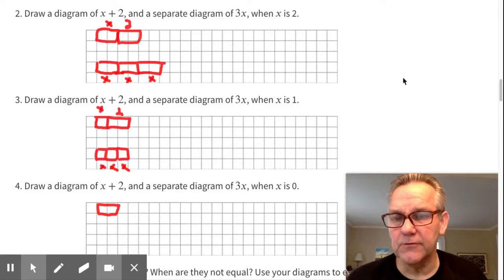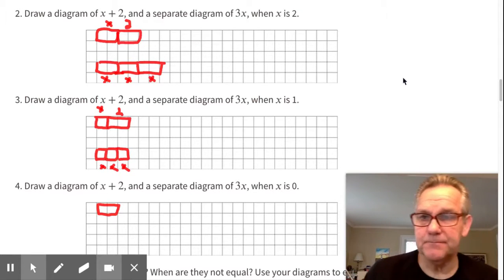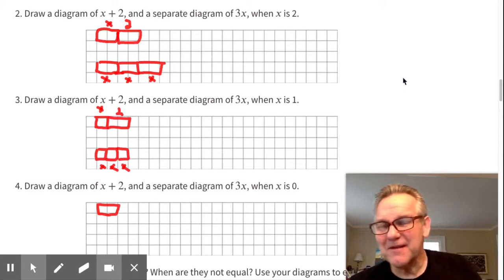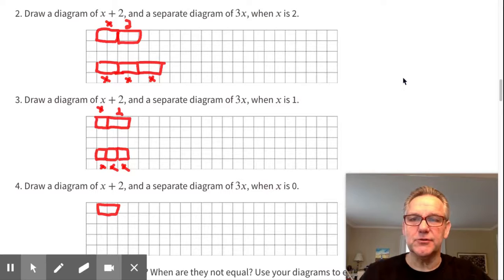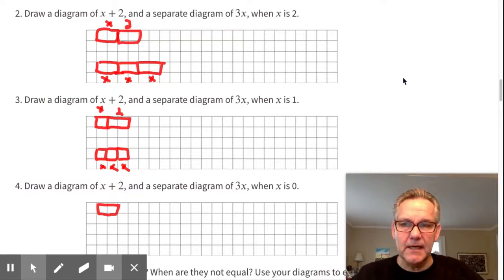Okay, so hopefully you've had time to try to draw those diagrams. I did. I apologize for the penmanship, boys and girls. I promise I will get better. So draw a diagram of x plus 2 and a separate diagram of 3x when x is equal to 2. So here's my x is equal to 2. Here's my 2. And of course, that value is 4.